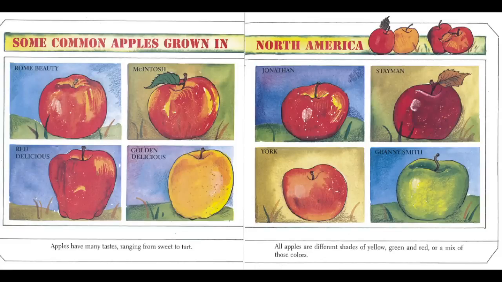Apples have many tastes, ranging from sweet to tart. All apples are different shades of yellow, green, and red, or a mix of those colors. And as you can see, this is a picture of some common apples grown in North America. We have the Rome Beauty, the Macintosh, Jonathan, Stamen, Red Delicious, Golden Delicious, which happens to be my personal favorite, the York apple, and the Granny Smith are all types of apples.